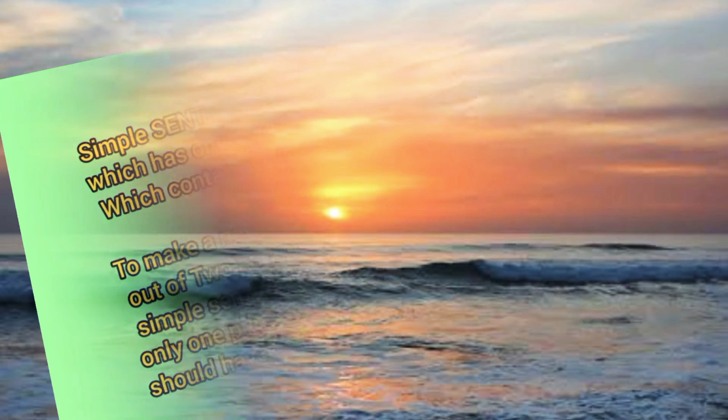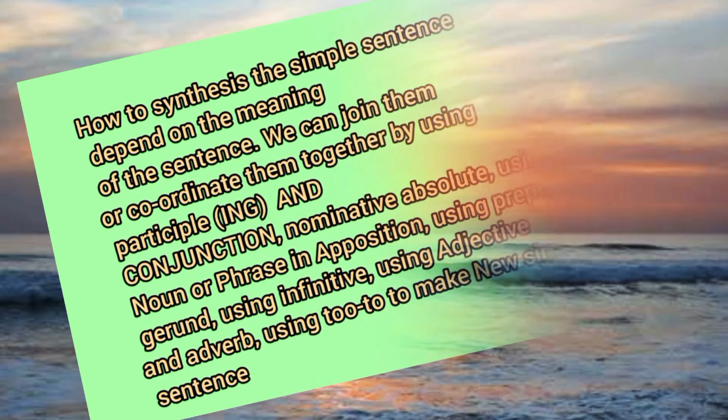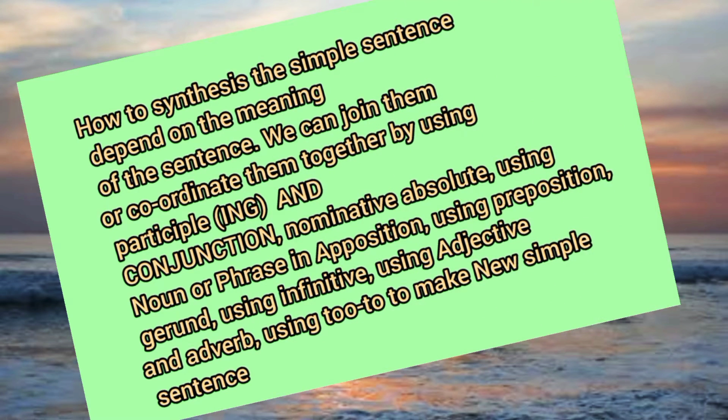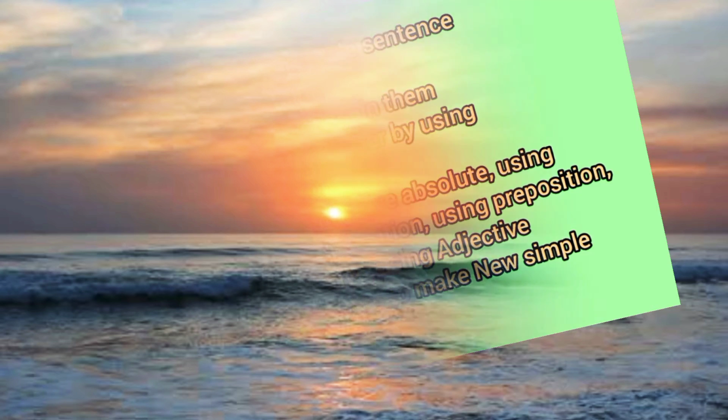How to join and how to make a new simple sentence out of 2 or more than 2 simple sentences? We can do that by using participle, by using conjunction and, by using nominative absolute, by using noun or phrase in apposition, or using prepositions with gerund or noun, by using infinitive, by using adjective or adverb, and we can make use of 2 and 2 to make a new simple sentence.